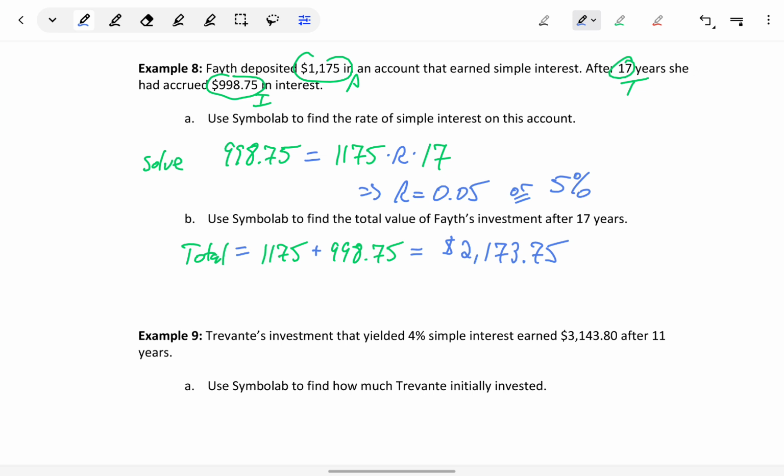So part B here was the same as example 7. Part B, we just were given both of those pieces of information up front. It wasn't one of the pieces of information that we solved for.